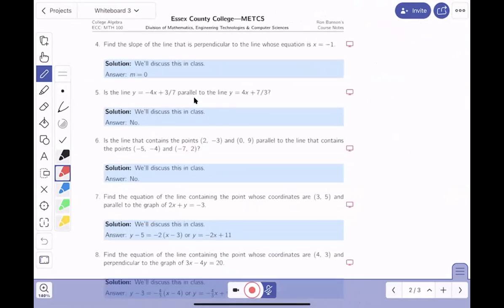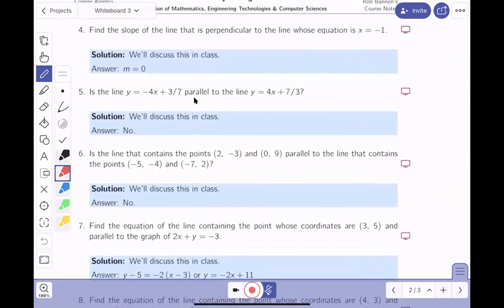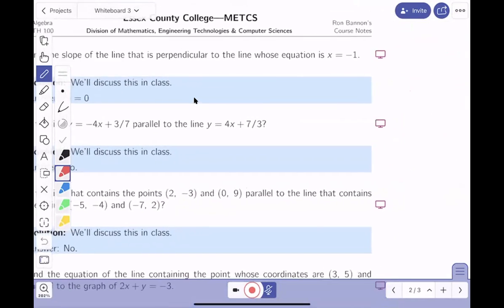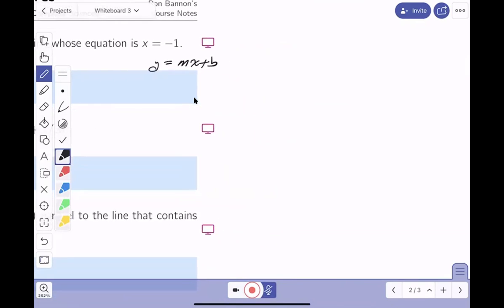And number 4 says, find the slope of a line that's perpendicular to a line whose equation is x equals minus 1. Well, there's a problem with this one. The problem is I can't really write down y equals mx plus b for this problem over here. So that's not going to be possible. So what I would like to do is graph it. And you should be able to graph. This is your past. And I'm graphing this line here. And then I'll get back to their question later.